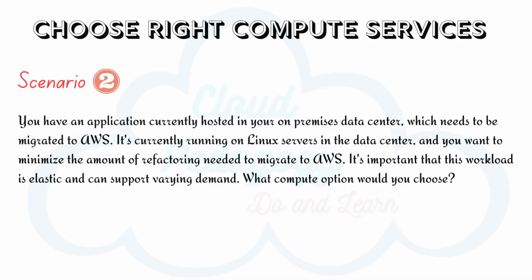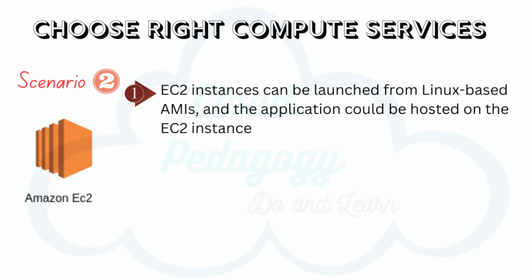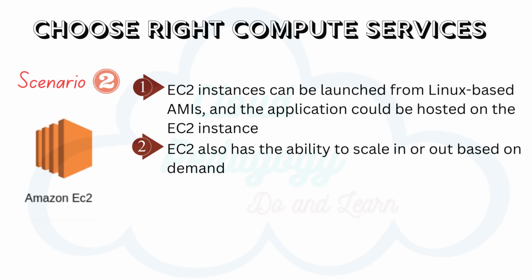Okay, time is up. Now we will go over the answer. Considering the fact that minimizing the refactoring is an important aspect of this workload, I would architect a solution using Amazon EC2 as the compute service. EC2 instances can be launched from Linux-based AMIs, and the application could be hosted on the EC2 instance the same way it would be hosted on your Linux servers on premises. Amazon EC2 also has the ability to scale in or out based on demand. So I think EC2 is the best service for this one.